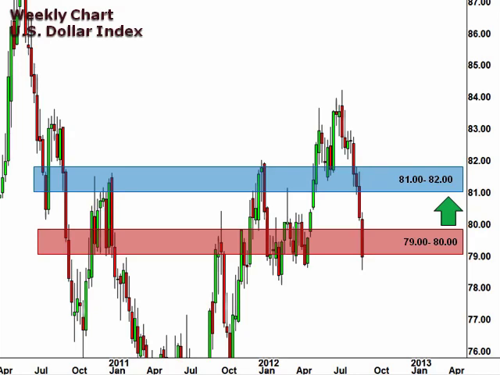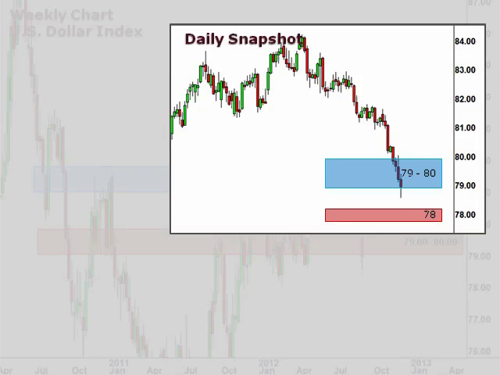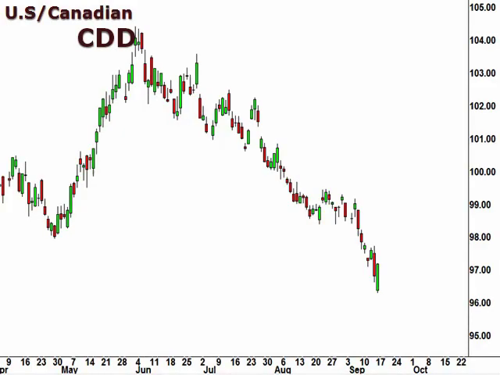Let's take a look at the daily snapshot. The daily chart reflects last Friday's close at 79. We expect consolidation within the 79.80 focal zone this week, with 78 as the next target lower should the index fail to reverse. Next up, the CDD, the US dollar versus the Canadian dollar.